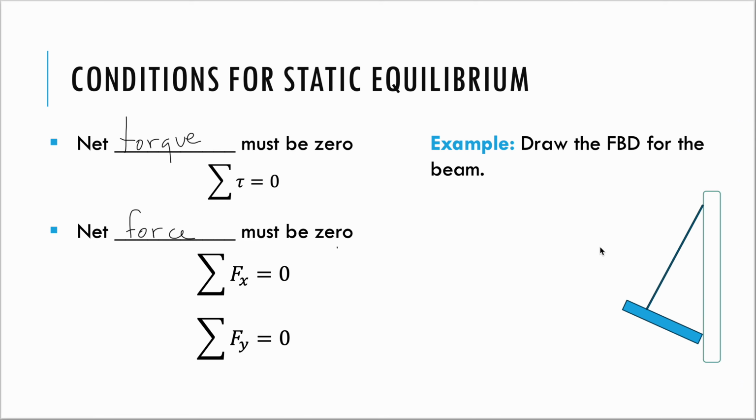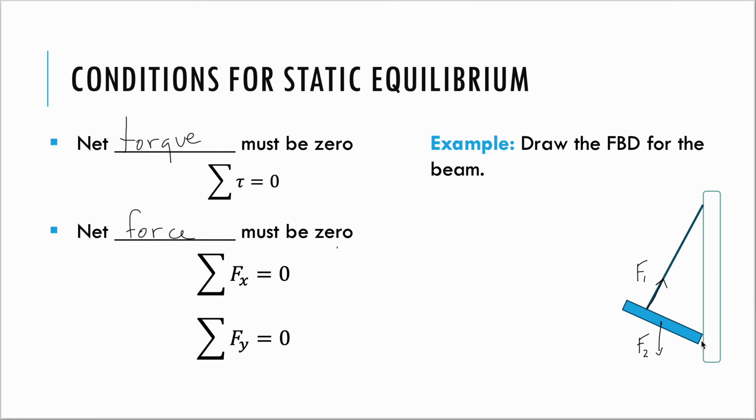So let's say we have this example here. We have a beam attached by a cable to this wall. Let's say that we're trying to find a tension in the cable. The first step is going to be to draw the free body diagram for the beam. We know that there's a tension force acting where the cable is. I'll call that F1. The beam has a weight that acts at the center of gravity, assuming it's a uniform beam. I'll call that F2.